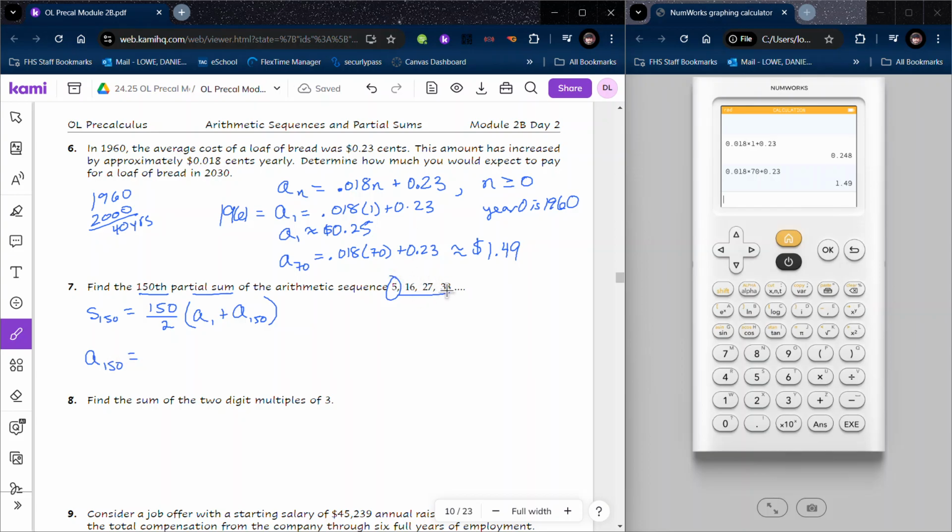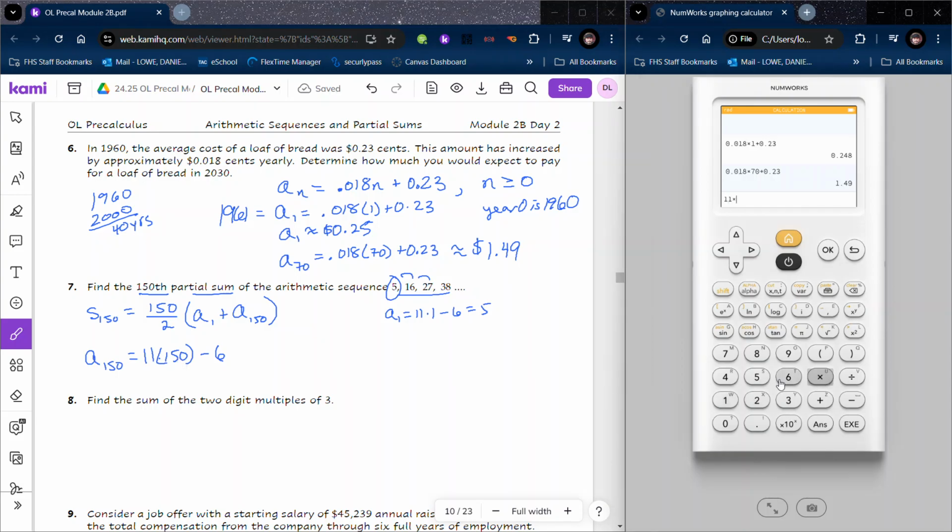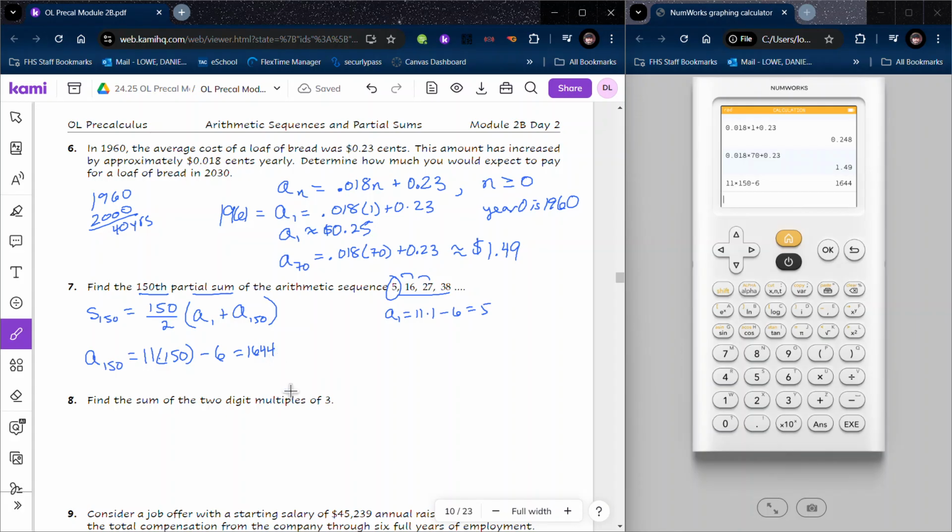Let's look at what my pattern is. Each time it looks like I am adding 11. So my 150th term is going to be 11 times 150 minus 6. Why minus 6? What's my first term? It's 11 times 1 minus 6, which gives me 5. So 11 times 150 minus 6 gives me 1644.